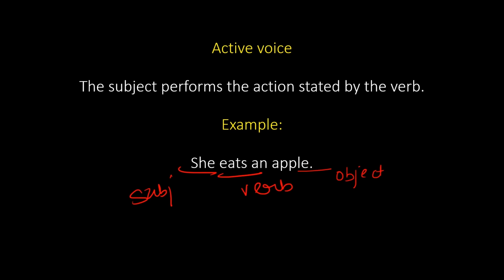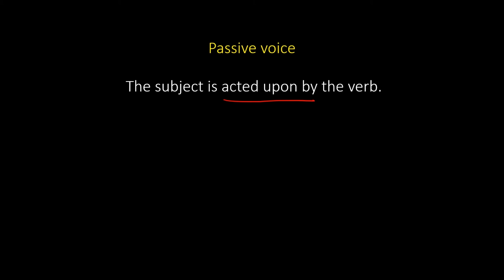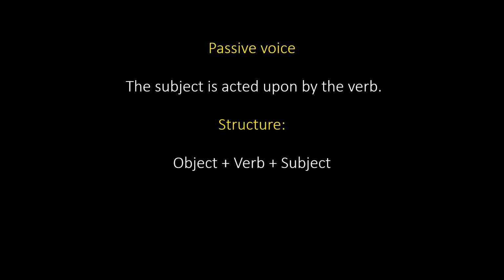Moving on, we have a second voice which is called passive voice, and it's the opposite of what we understood in the active voice. Over here, the subject is acted upon by the verb. Please note, the subject is acted upon. It's not performing the action, but it is acted upon by the verb. Here comes your structure. The object takes the first place, the verb comes second, and the subject goes at the end of the sentence. I know, it's exactly the reverse of what we understood in the active voice.